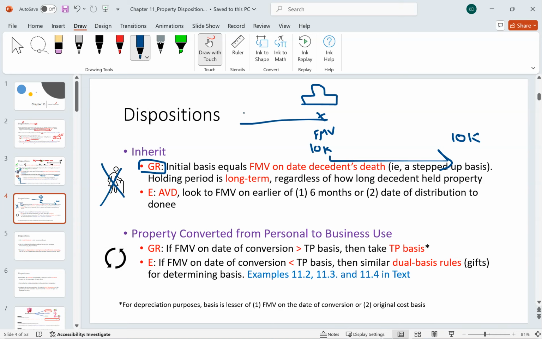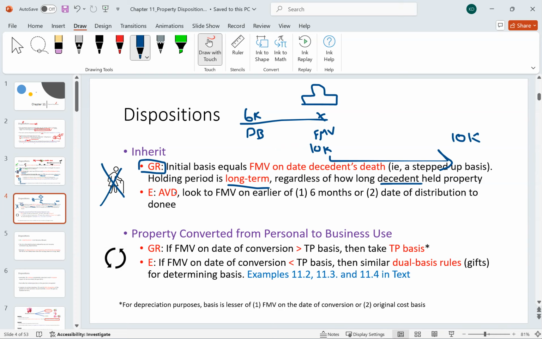In other words, maybe grandma paid 6 grand for this car, her basis, but it's gone up in value. Well, in this case, because it's an inheritance, it's the fair market value on the date of death. One thing to be aware of here is if you inherit property, it's always going to be considered long-term for purposes of capital gains, regardless of how long the decedent, the person who died, how long grandma held it.